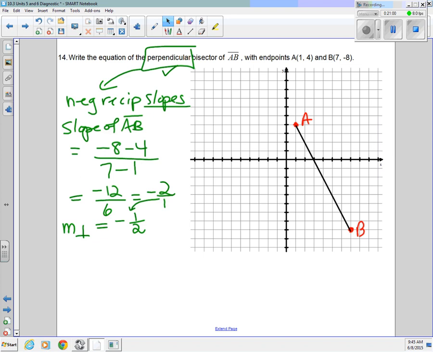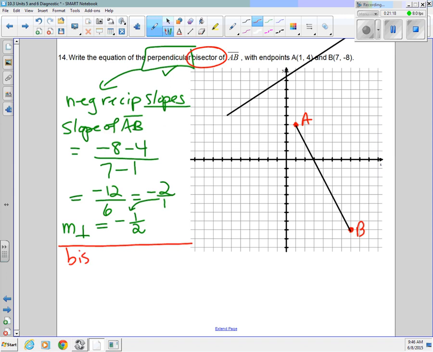Now, a bisector has to go through the midpoint. So for example, this would not be a bisector. This would not be a bisector. My line has to go through the midpoint. So let's find the midpoint. So my midpoint would be, let's see, I have my x1 plus x2 over 2. That's 1 plus 7 over 2. And my y1 plus my y2 over 2.